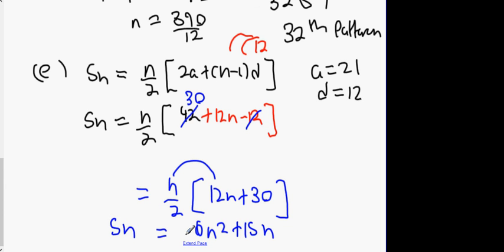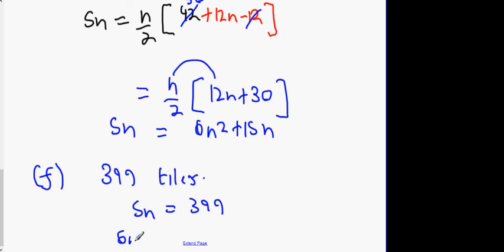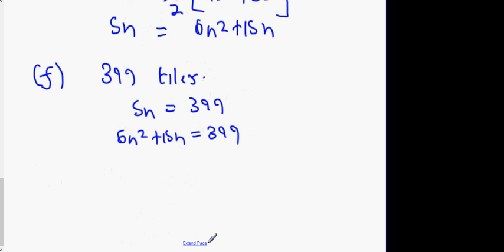Now, the next thing I want you to do is, it goes, Sheila still has her 399 tiles. She wants to know how many patterns she can make, plural. So this is an S of n question. So S of n equals 399. This means that 6n squared plus 15n equals 399. This is a quadratic equation. There's no other way of doing it.